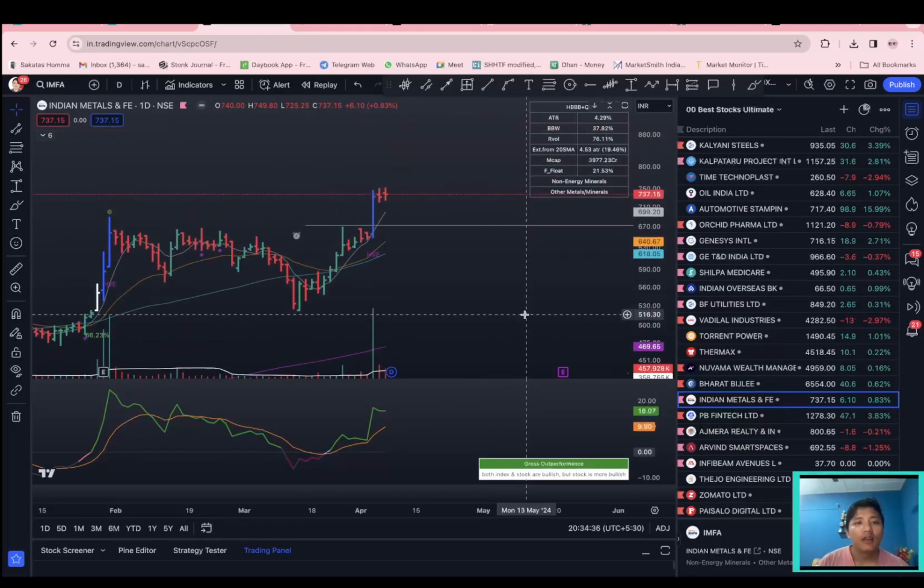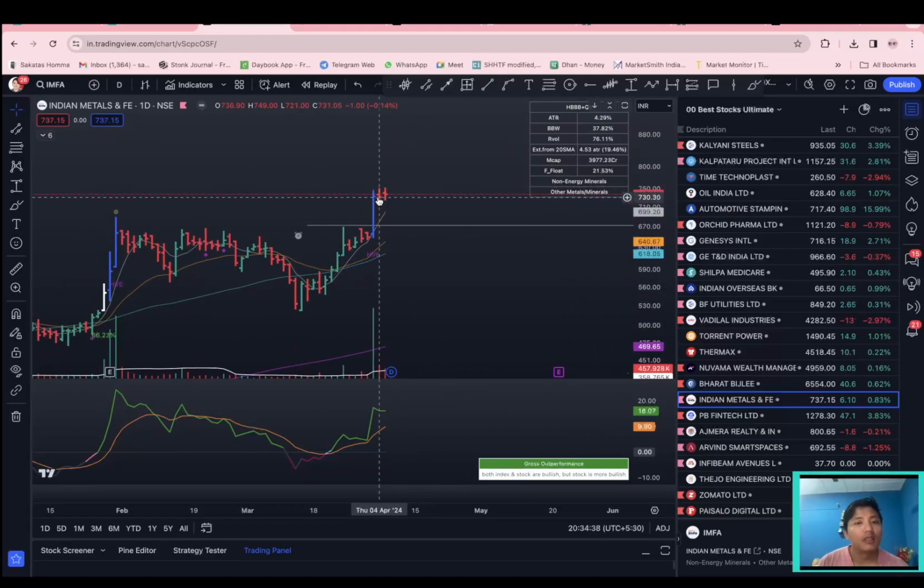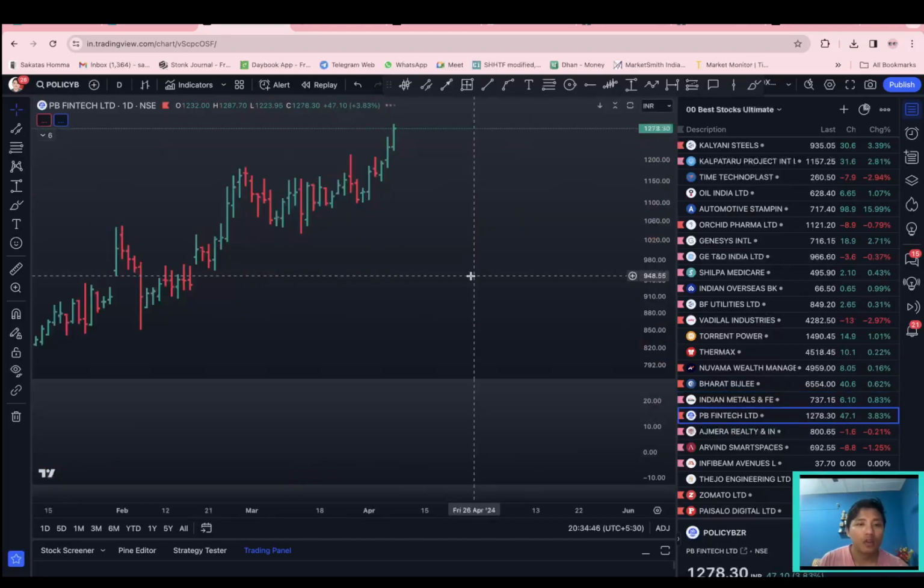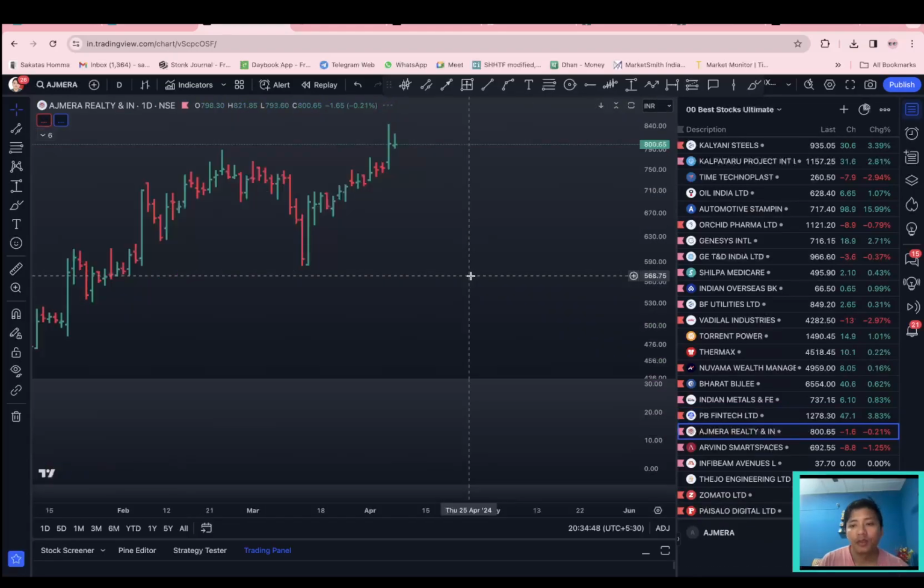Infra is good, but only 2 days of tightness, but the quality of tightness is really good. Very close, very small range, right? But not enough. 2 days.